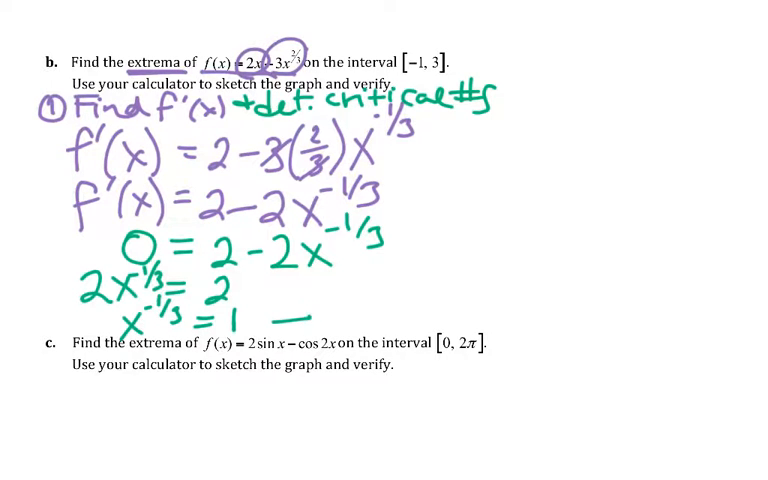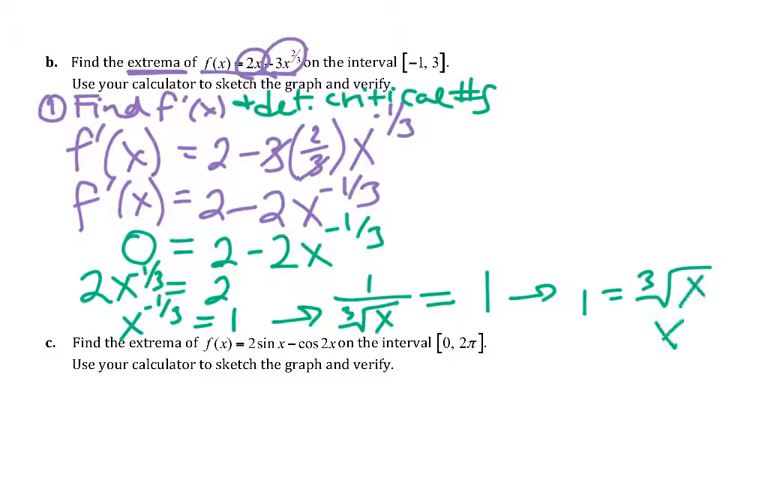This really means 1 over x to the 1/3, and we know x to the 1/3 is really the cube root of x. We want this to be equal to 1. Multiply both sides by this cube root. We get 1 equals the cube root of x. So x has to be 1. So x equals 1 is a critical point.